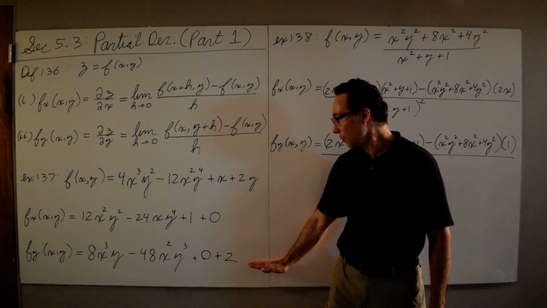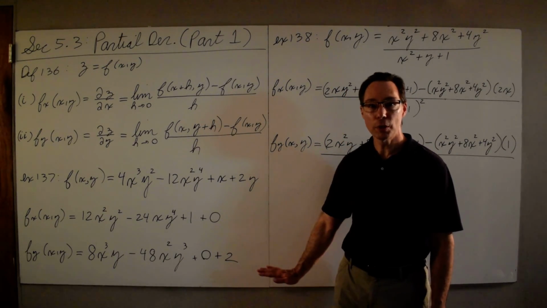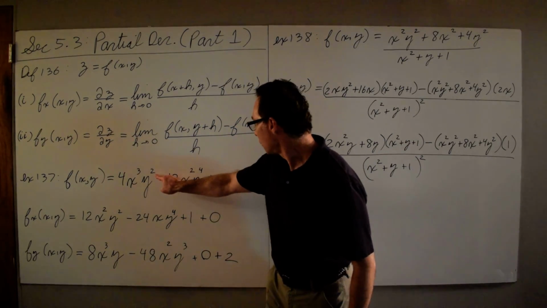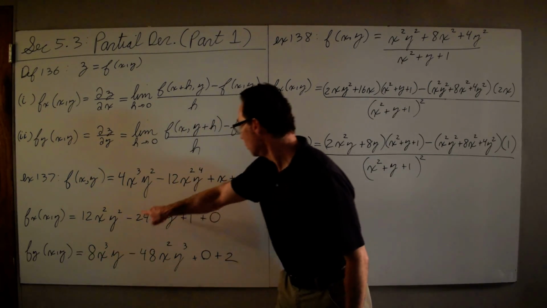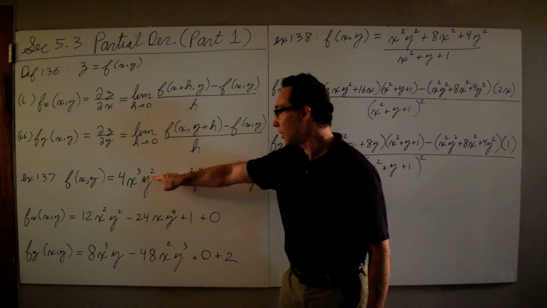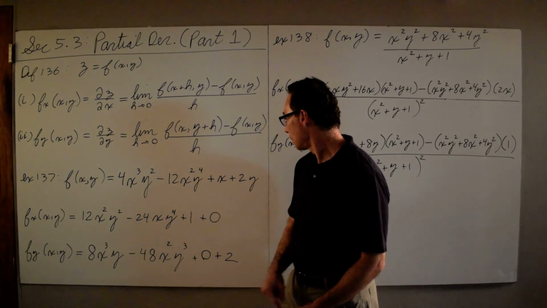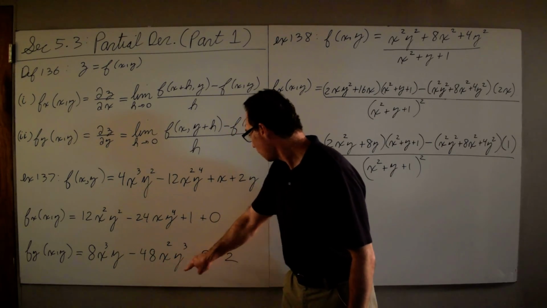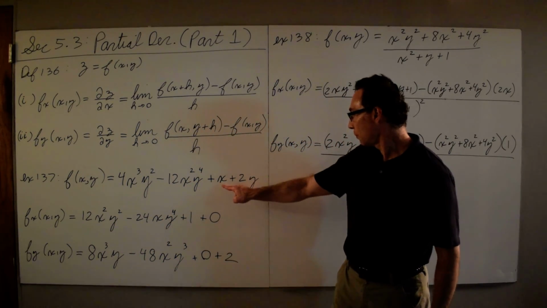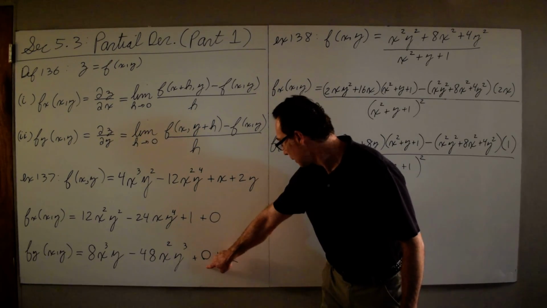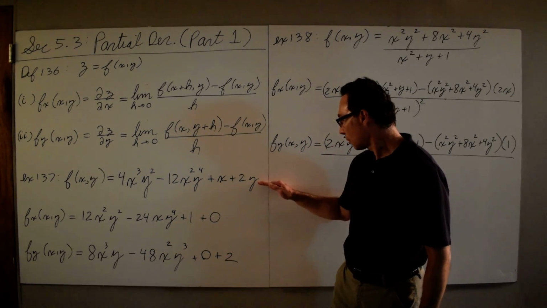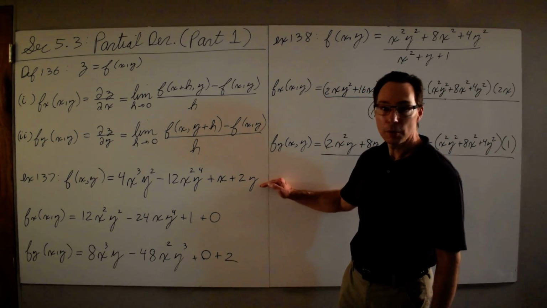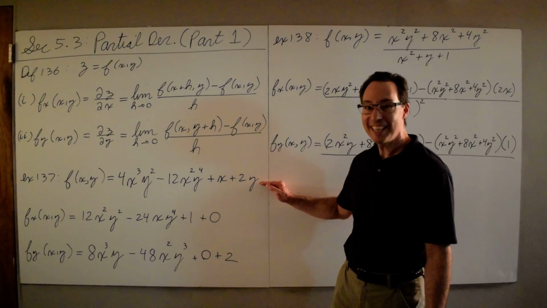To find the partial derivative with respect to y, we treat x like a constant and y like the variable. And so we have 2 times 4, so we have 8x cubed. It decreased the exponent by 1. Then we have 4 times negative 12, so negative 48x squared y cubed. The partial derivative with respect to y of x is 0, and the partial derivative with respect to y of 2y is 2.